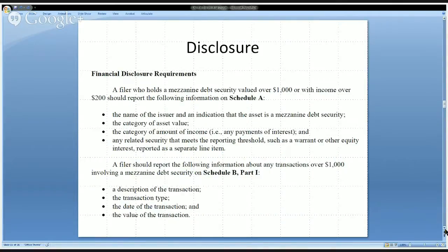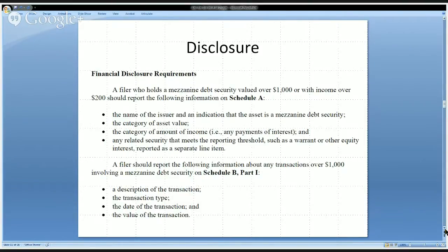So the main things that we need in order to disclose a mezzanine debt security is we need to know the name of the issuer and an indication that the asset is in fact a mezzanine debt security. Because if you just say Google, we don't know what that is. We're going to think that probably it's stock. But it could be senior debt or it could be a mezzanine debt security.